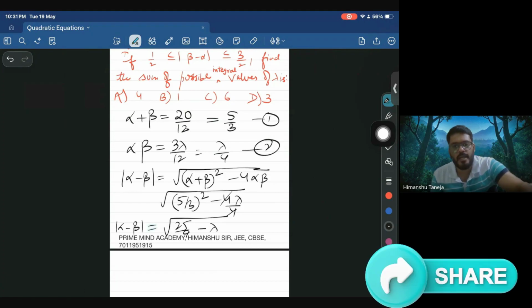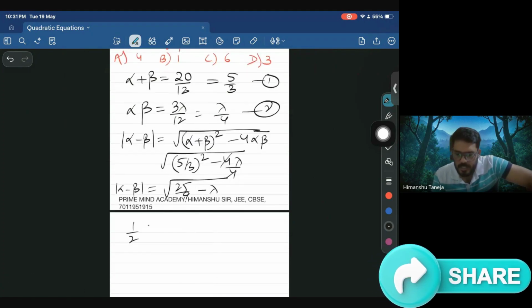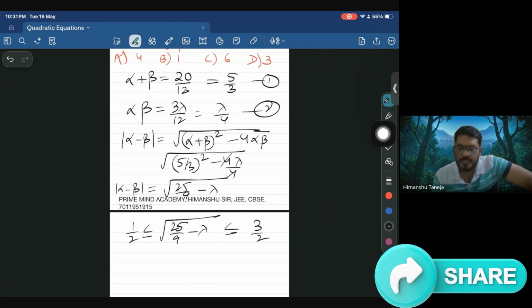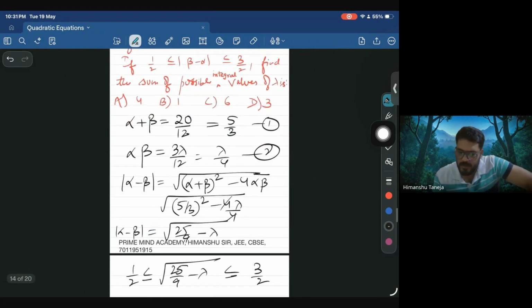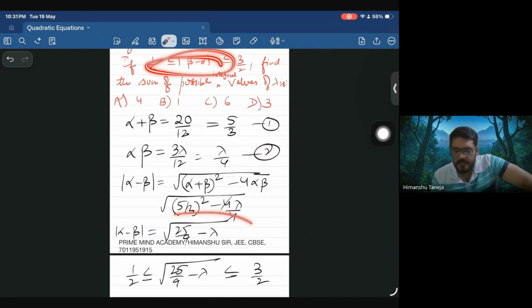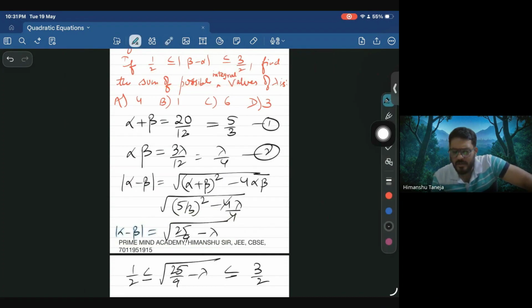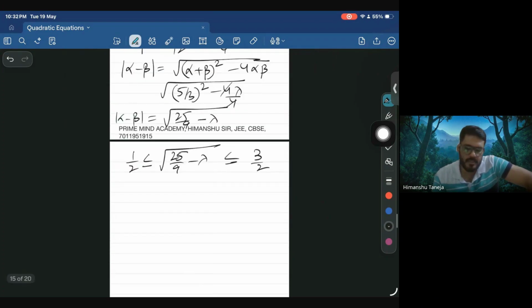So 25 by 9 minus lambda can be calculated by the given condition that has been specified by the question. The question is saying the value of beta minus alpha that we have simplified using this condition lies between 1 by 2 and 3 by 2. Obviously, the magnitude of beta minus alpha, or modulus alpha minus beta, both of them are the same condition. Therefore, I'm using the same formula to reach my final answer.